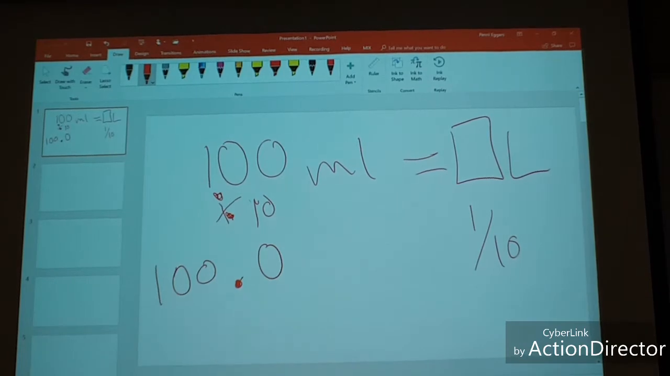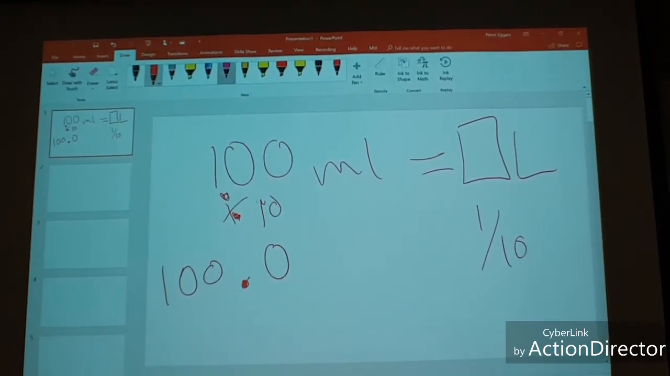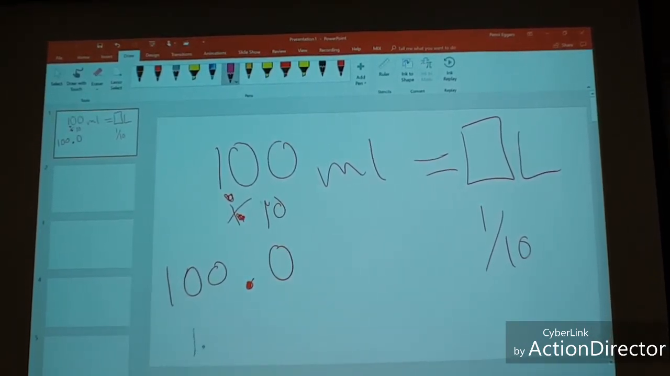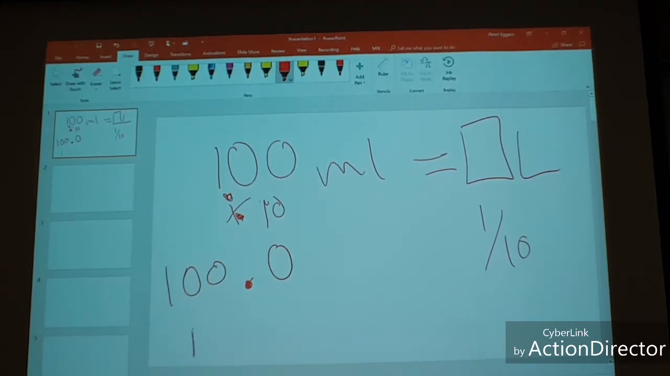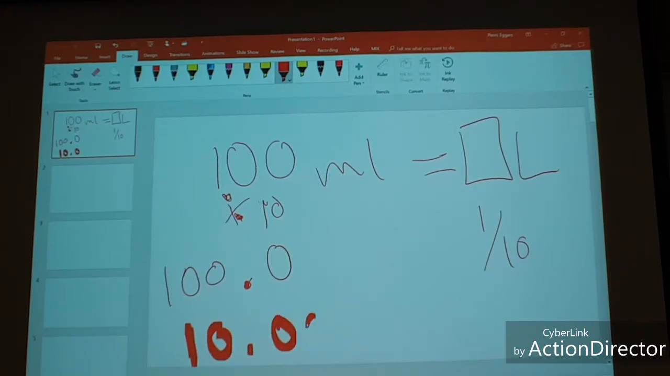So it's gonna be, I'm gonna write it in a different color so we can all see it. Oh, that looks like a crayon. That's not cool. I don't want it. Right, so it's gonna be 1.00 L, right?